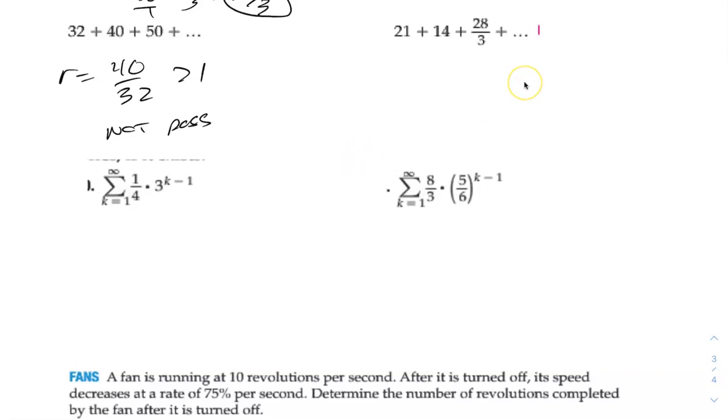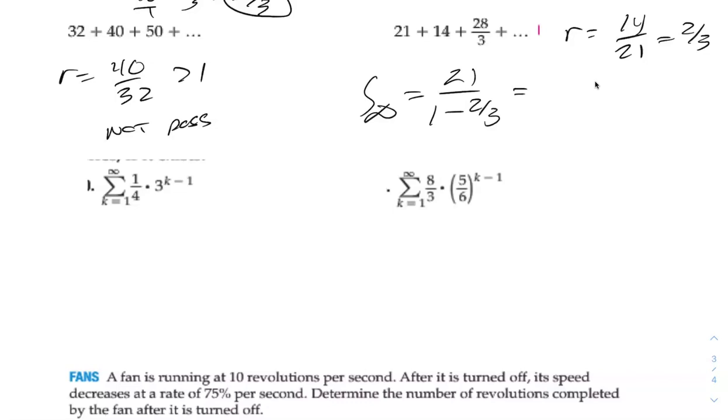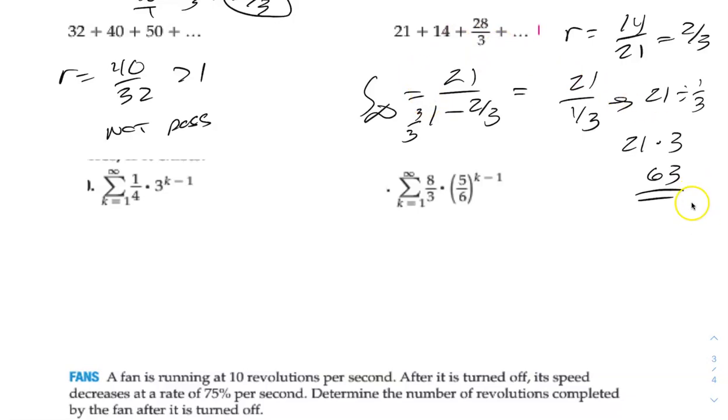The next one. R is going to be 14 over 21. That's convergent. That's 2/3. So I could do the infinite sum here. So S infinity equals A1 over 1 minus R. So I get 21 over 1/3. The same thing as saying 21 divided by 1/3, which is 21 times the reciprocal. So 63. Again, you can also put it in your calculator, but no need to, if you ask me.